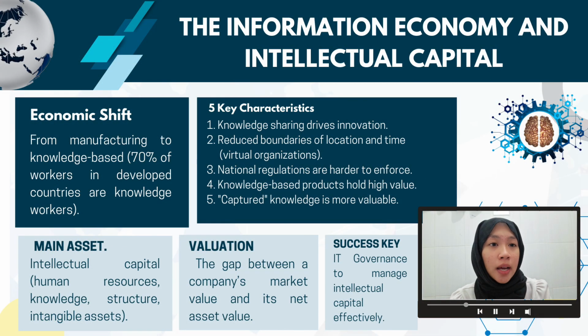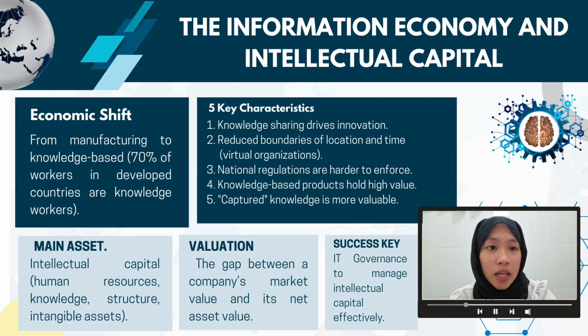Next, the information economy and intellectual capital. The modern economy has shifted from manufacturing to being knowledge-based, where 17% of workers in developed countries are knowledge workers, such as programmers or tech-driven farmers. Its five key characteristics include: first, knowledge sharing driven innovation, e.g. open source startups. Second, boundaries of location and time fade through virtual organizations, like US companies manufacturing in China with service provided from India. Third, national regulations are hard to enforce as knowledge moves to low-tax countries.